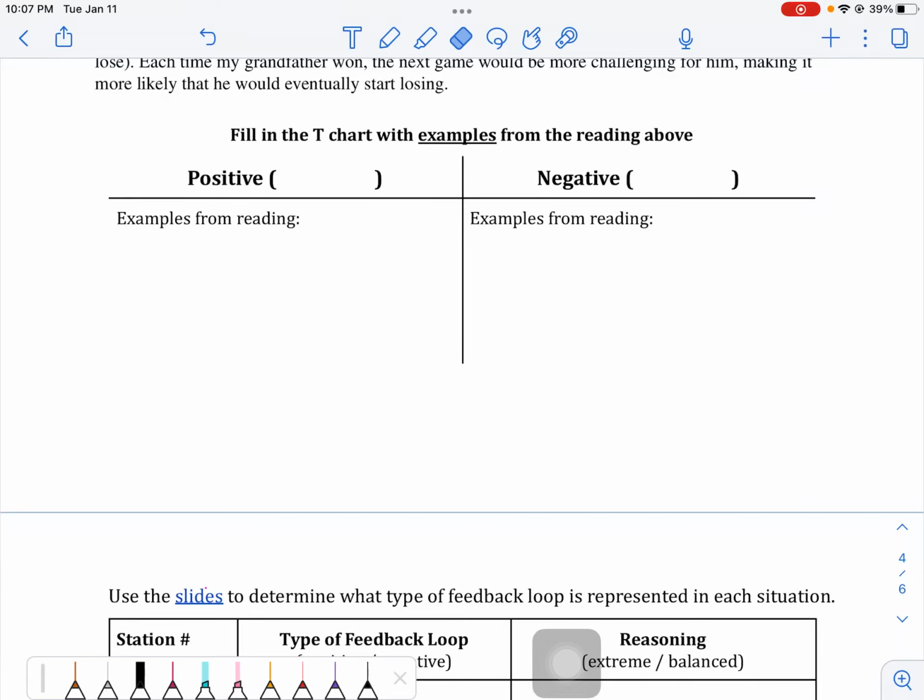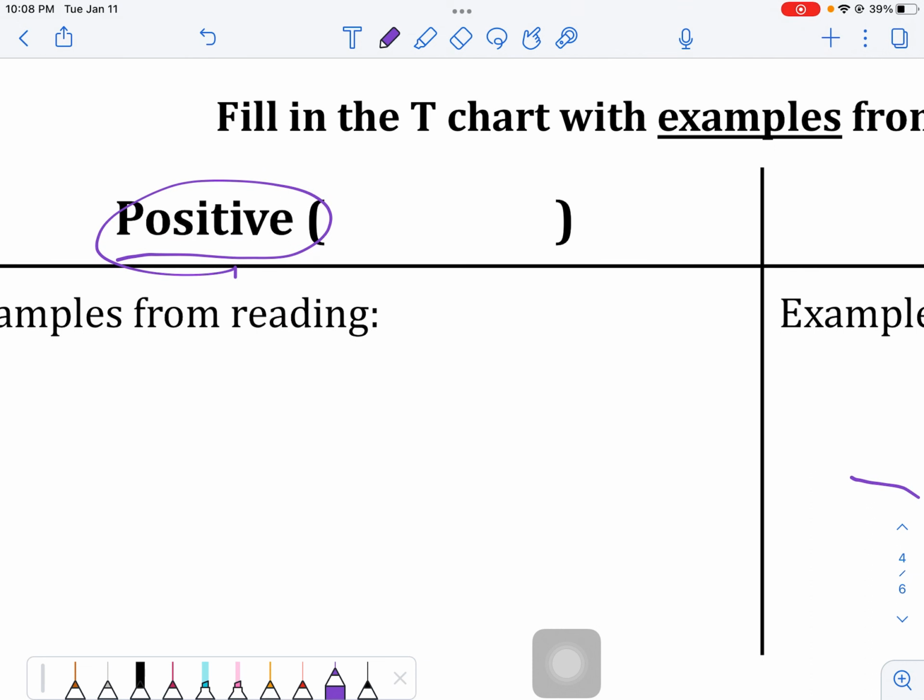So you've read your feedback loop article, getting some examples of what's happening for positive systems and negative systems. All of those are coming right from the reading. And you started to see some trends happening with these examples. In terms of a positive feedback loop, the key word that we're thinking about here is the word extreme. In a positive feedback loop, the system reinforces itself to continue to grow in one direction.